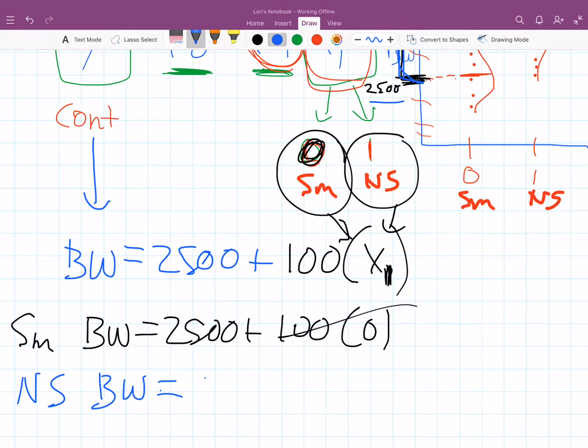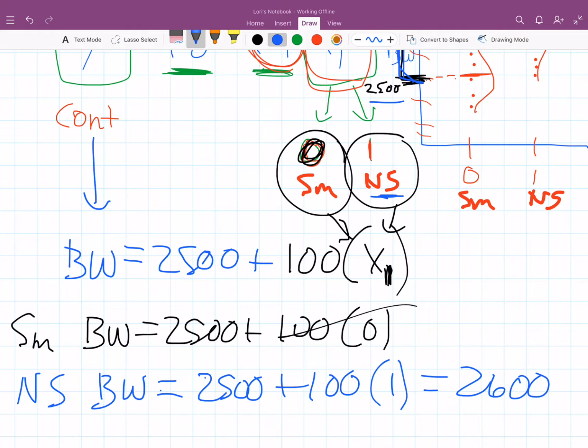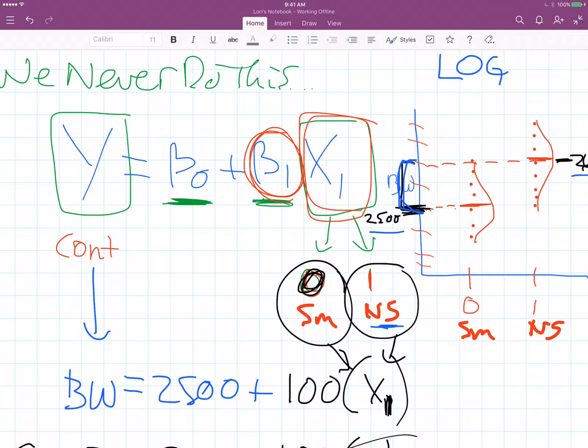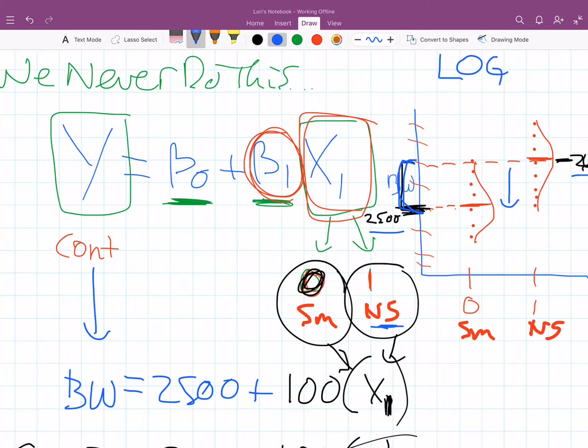On the other hand, for my non-smokers, my birth weight is equal to 2,500 grams, of course, plus 100, and my coding says non-smoker is equal to 1. What is 100 times 1? Well, it's equal to 100. So that ends up equaling 2,600. And that's exactly what we saw on this graph up here: this difference between the two is equal to this beta coefficient for that equation.